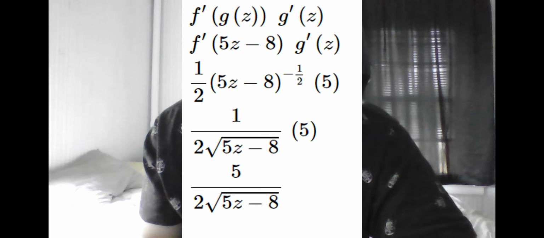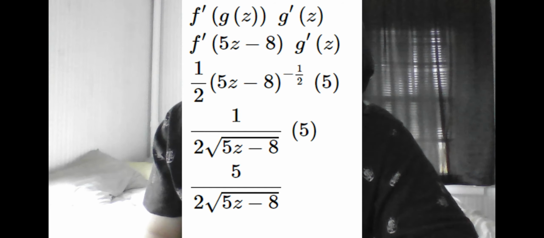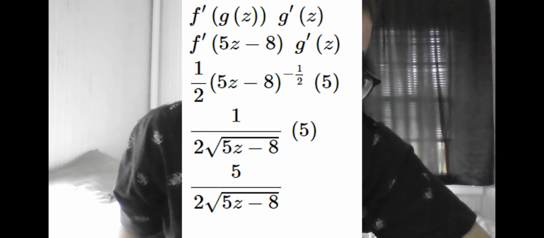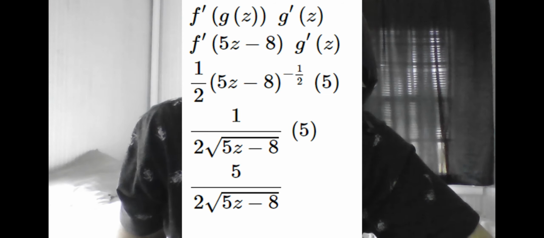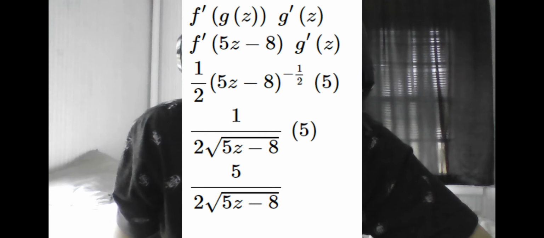But we see the catch is in this chain rule. We do not have simply 1 over 2 square root of z, but rather we have 1 over 2 square root of 5z minus 8, owing to the fact the derivative of the outer function is actually the derivative of the outer function with the inner function as the input, and not the derivative of the outer function as normal.